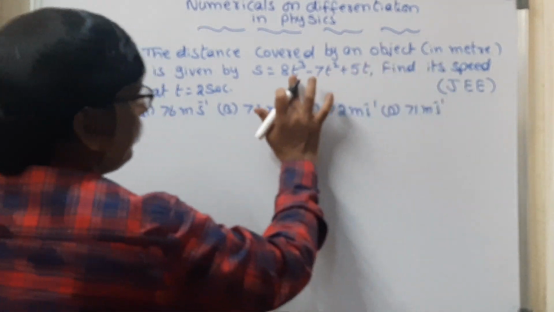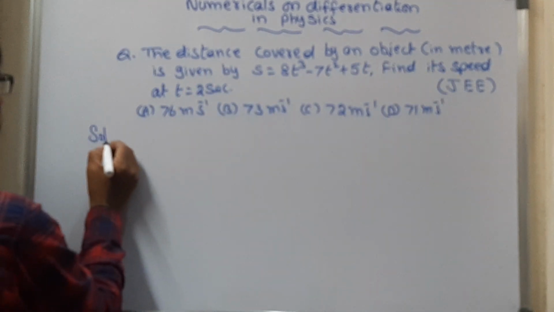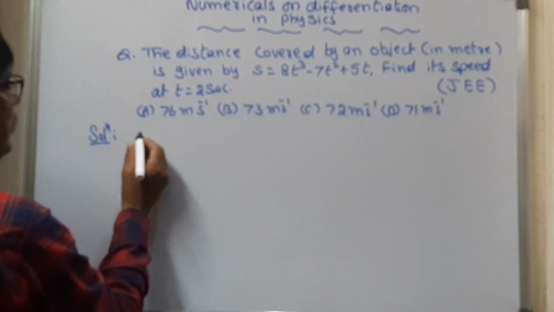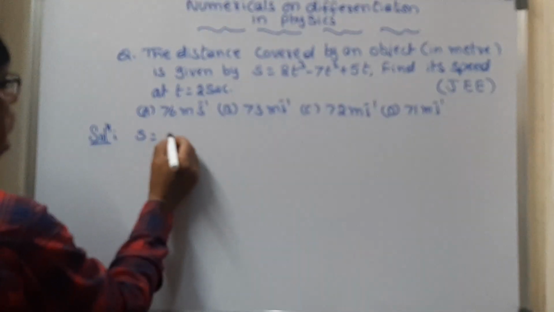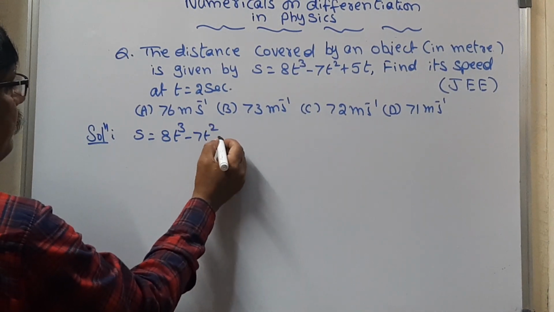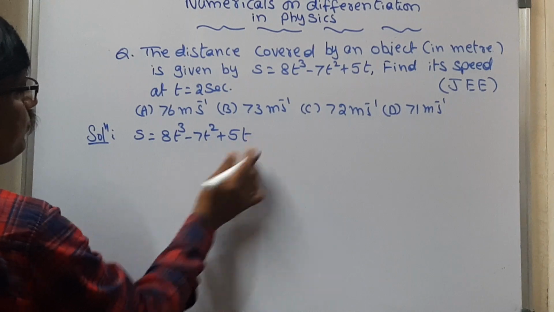Now let us take the distance. What is given to us? The distance is given. How much is that? S is equal to 8t cube minus 7t square plus 5t.